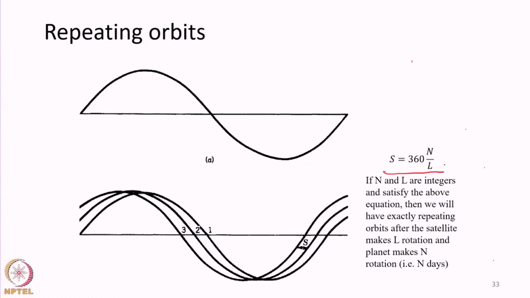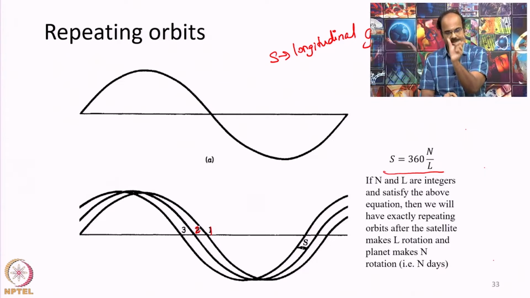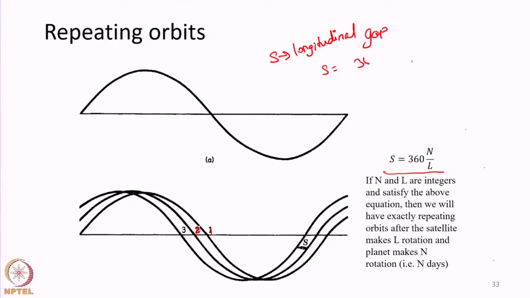S is equal to 360 n by L, where S is the longitudinal gap between two orbits. Say this is orbit 1 and orbit 2 on any given day. I told you that when a satellite completes one orbit and is going to start its second orbit, it will start from a point that is west of its starting point. It will always happen. So, there is a shift in the longitude at which the satellite is starting its new orbit. That longitudinal shift should be equal to 360 degrees, one full rotation around the earth, times n by L, where n is the number of days and L is the number of orbits.